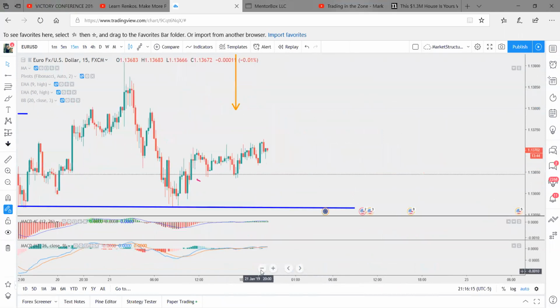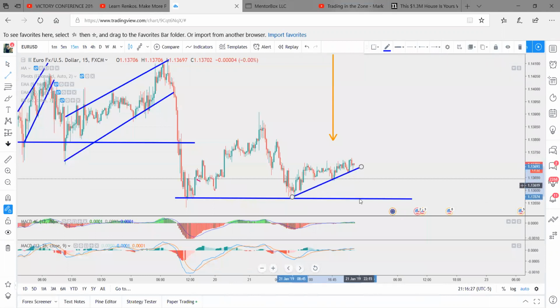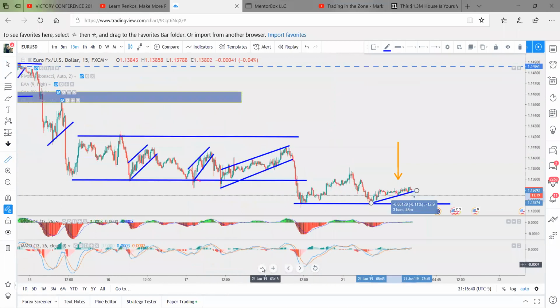Yeah, that's why I saved mine. So yeah, this is making a corrective flag right here. So we could at least see it break and come down to here, which is only 13 pips. So I wouldn't chase that trade. I wouldn't chase 13 pips.